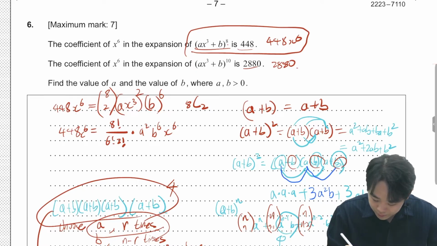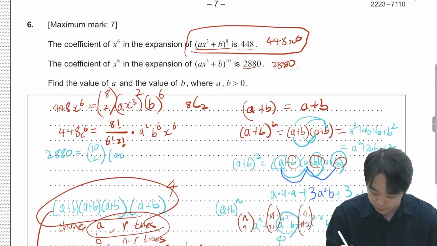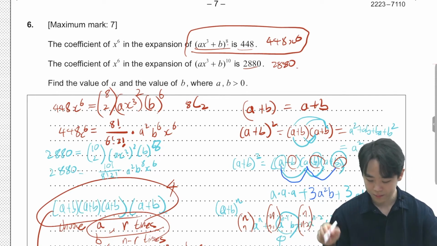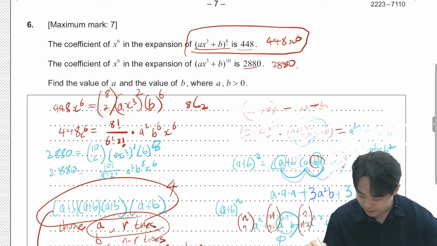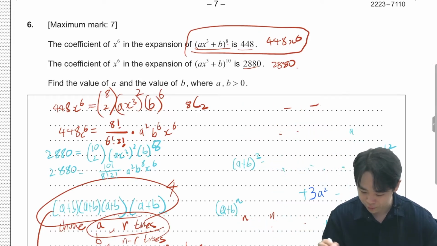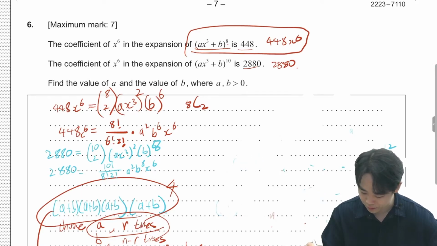Okay. Similarly, we would have 2880. That's going to be 10 choose 2, because you want to multiply ax cubed twice and then b 8 times. So we're going to get a squared, b to the power of 8, x to the power of 6, then 10 factorial over 8 factorial times 2 factorial. That's going to equal 2880. Okay, so I'm slightly going to erase the right part of this. This part was pretty simple. It was just a demo to get you an idea of what was going on. So let's continue our working here.